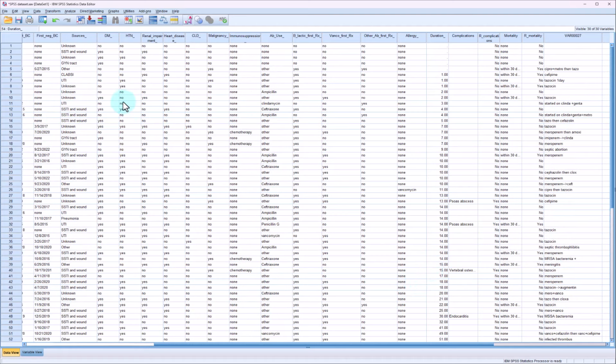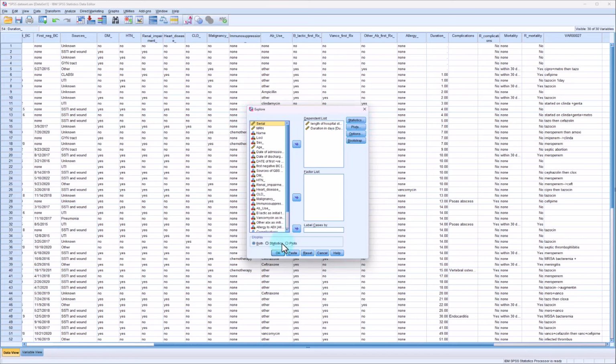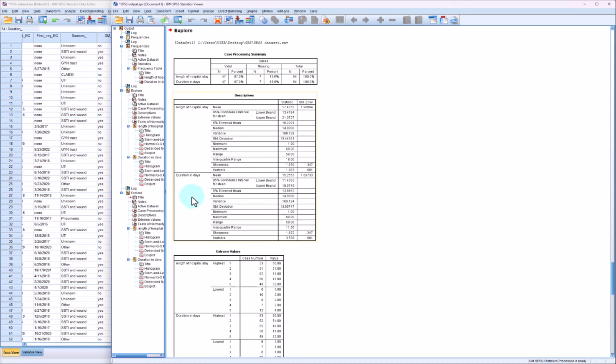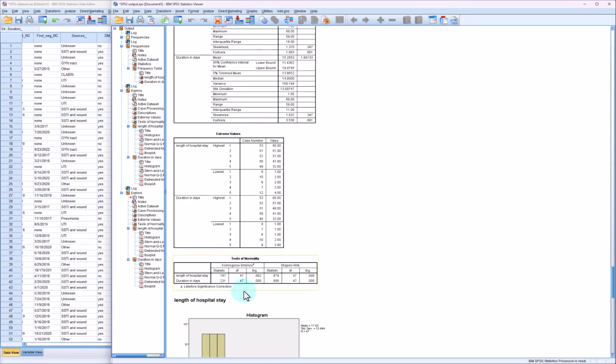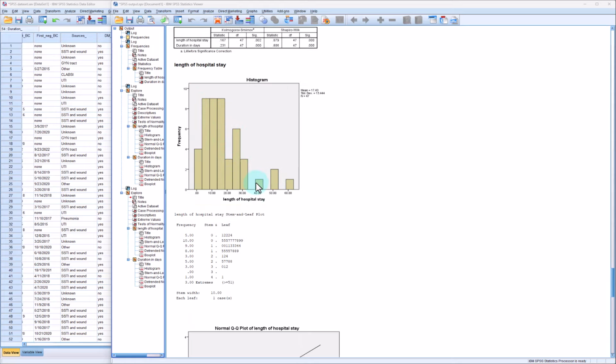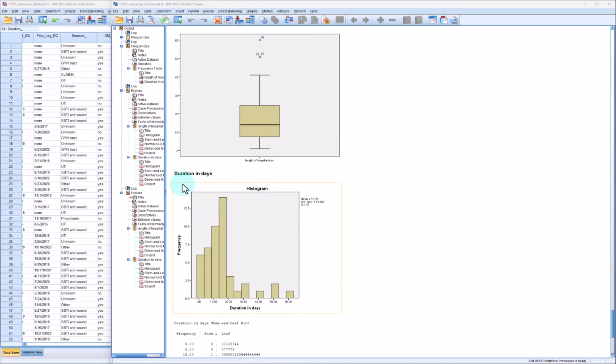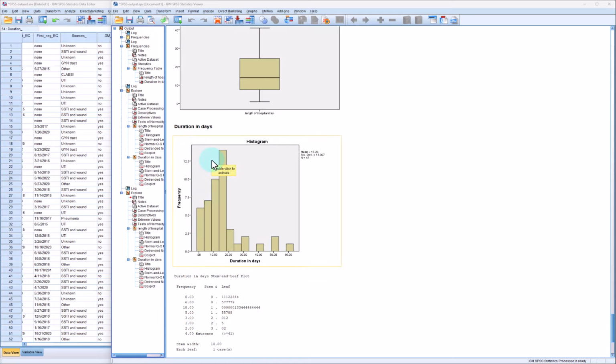Now let's check for the same test. Under Explore, everything was previously set. Now I would just click on the OK button. Now it is showing us that we still have a significant result. The distribution is non-normal. You can see it is skewed towards the left for the length of stay in the hospital, and the distribution is also non-normal for duration in days, which means the duration of antibiotic therapy for the cases.